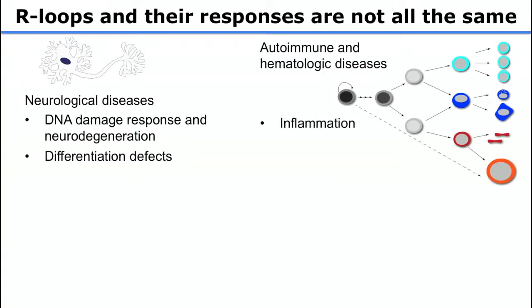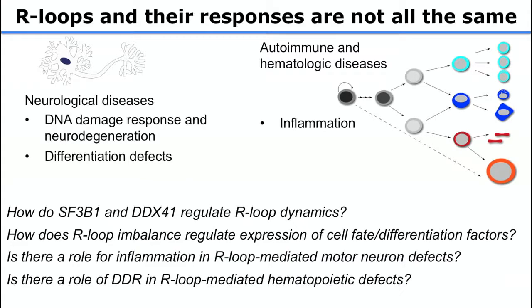So hopefully what I've just told you are two very different stories. R-loops are connected. We know from the neurological side, some neurons are very sensitive to R-loops, R-loop-mediated DNA damage and neurodegeneration. Others are impacted by differentiation. In the case of our hematologic system, we've shown that inflammation is a major trigger. But what we haven't really looked at is the flip sides of either.